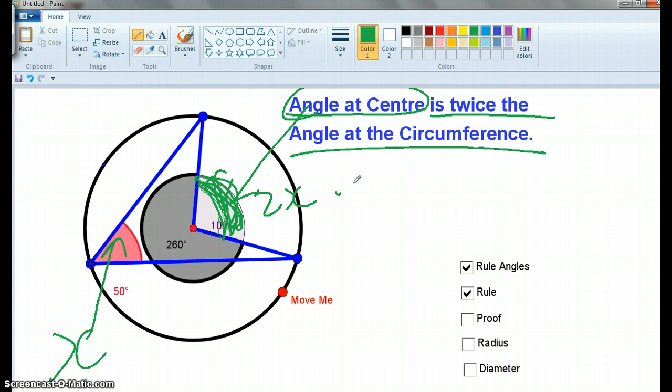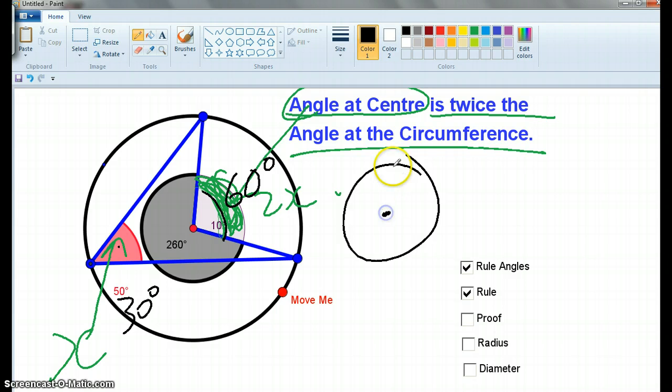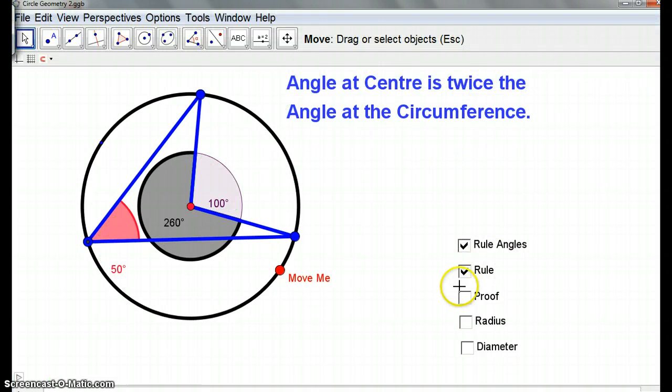So let's try that. If I said this angle here was 30, what would this one be? 60, correct. If this one here in the centre was 120 degrees, what would the one at the circumference be? 60, yeah. Okay, so the angle at the centre is 2 times this angle here. So that's a new angle rule. So that's cool. Now I'm going to try and prove it to you.